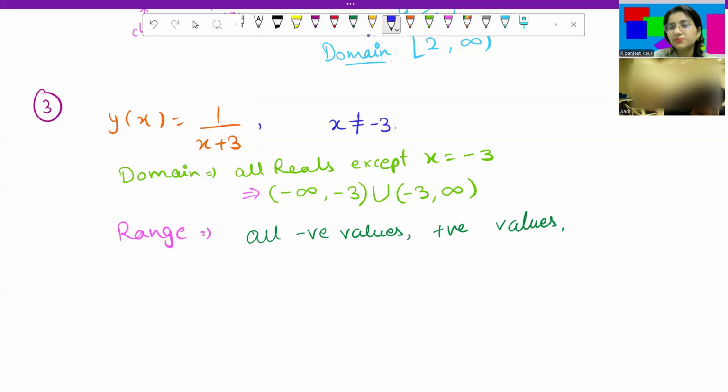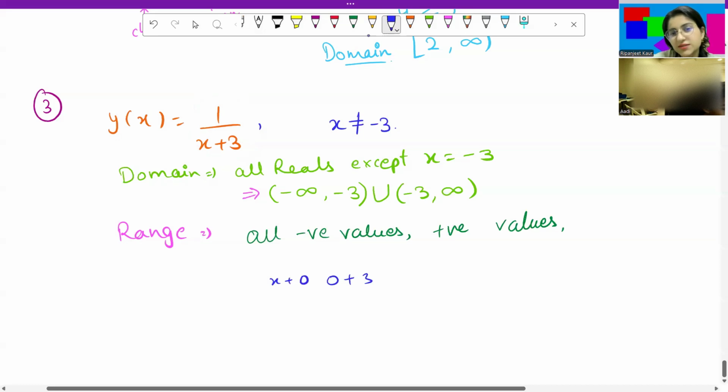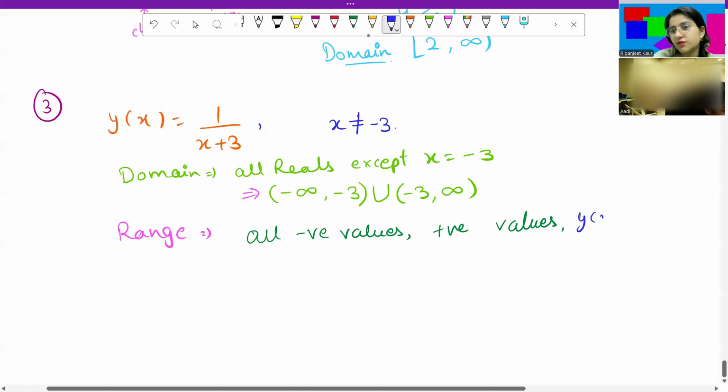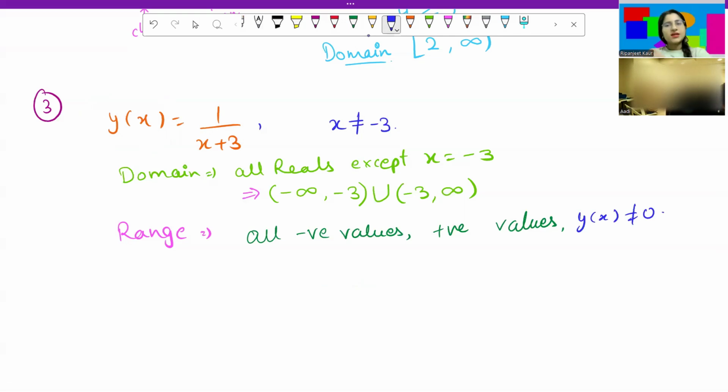Actually, wait, they can be all values. Okay, so you're saying all of them including 0? Yeah, because 0 plus 3 is 3, and 1 over 3 is an answer. When you say 0 plus 3, that means x is 0, right? But we're not talking about x. We are talking about the answer here. Can the answer be 0? No. So y of x cannot be 0, correct?